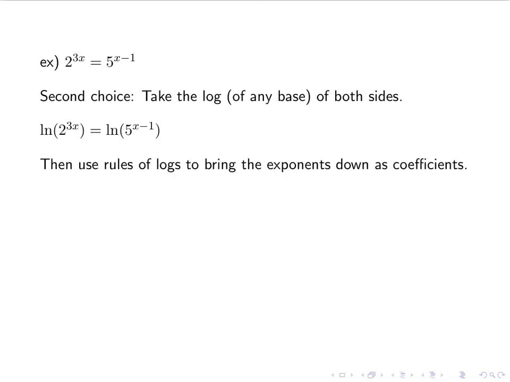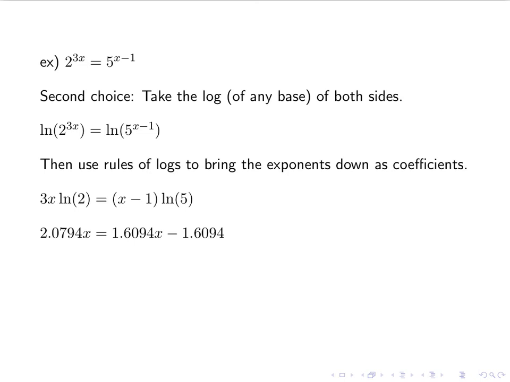And then, just like before, I'm going to use the rules of logs to bring down my exponents as coefficients. So notice that in the right-hand one, x minus 1 is a binomial, so make sure you're putting it in parentheses because the entire thing is getting multiplied by ln of 5.